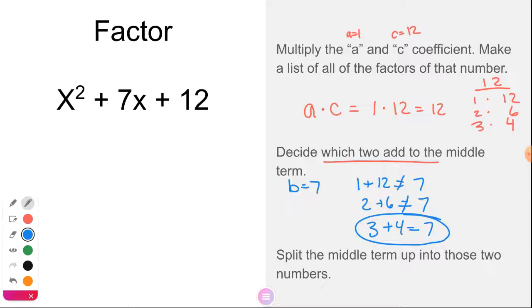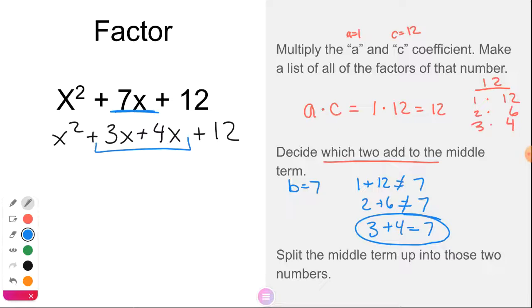So we're going to split up our 7x so that we get x squared plus, and then we're going to use 3 and 4, but we're splitting up our 7x as a 3x and a 4x. So whatever the variables were on that middle term, we're going to keep that when we split it. So then plus 12 for our constant. So if you're watching, this 7x is now 3x plus 4x.